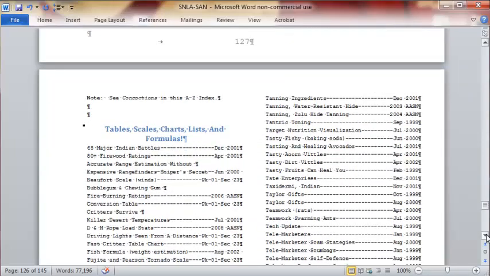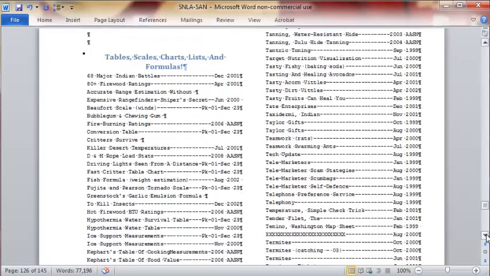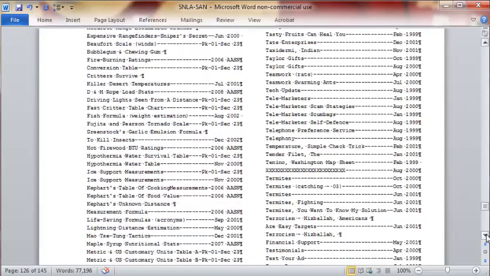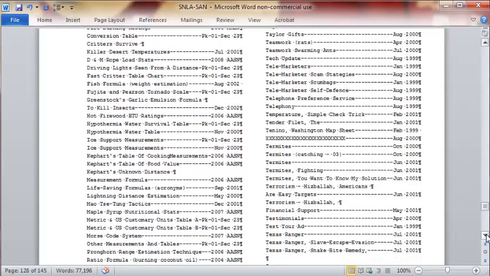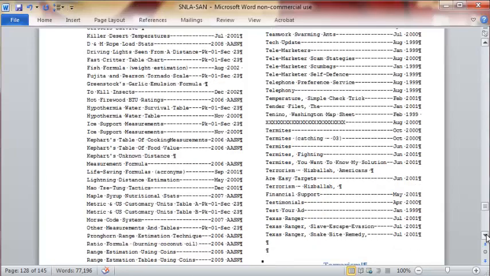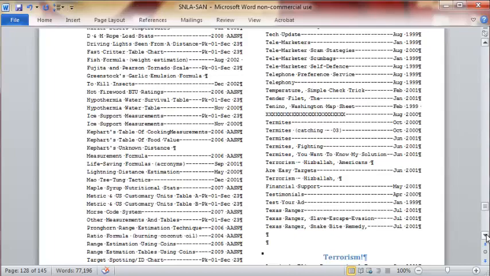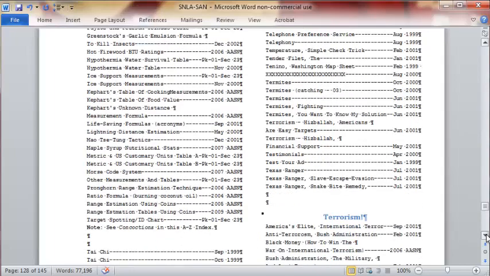Tables, scales, charts, lists, and formulas. You've got to know those. I talk about those throughout the program. For example, the ice support measurements. If you're going to cross a lake that's iced over, how do you know it can support you, the people with you, or even a vehicle? You don't. Besides asking the forest ranger, I give you the measurements right there.